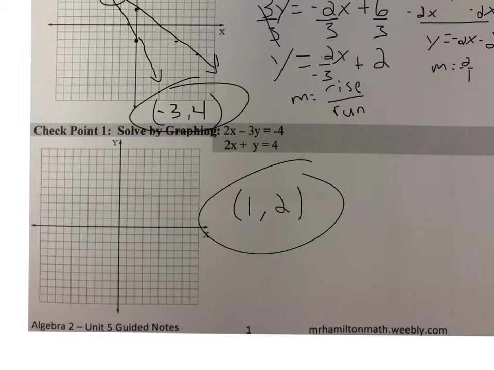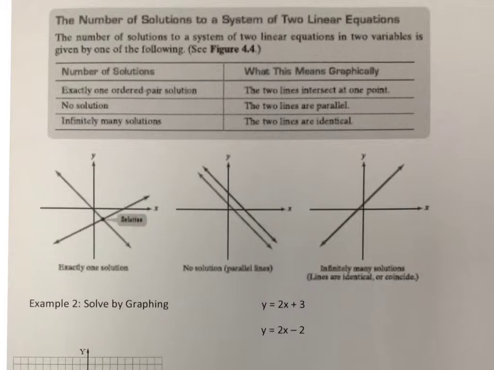the graphs and stuff. Let's look at what happens with the different types of answers that we can get. So you have 3 different types of answers you can get with systems, and you get exactly one ordered pair solution. That's what we just did. If we get one point where they cross, that's exactly one ordered pair.